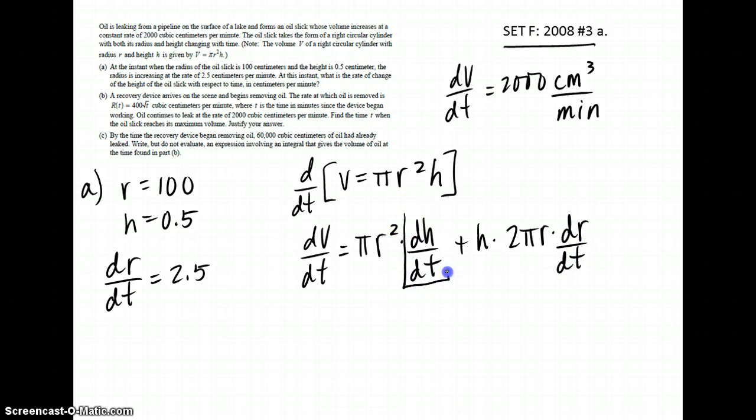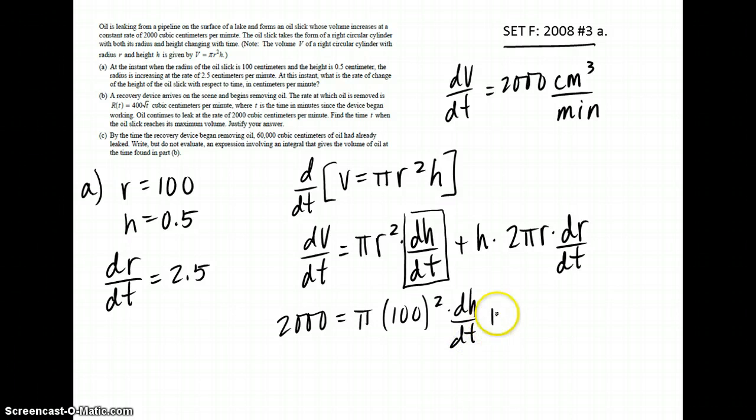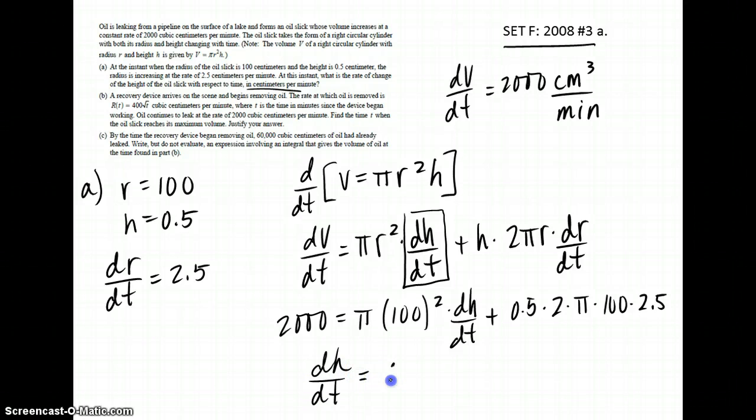We're solving for the rate of change of the height, so now we have all the information we need, and we're going to plug that in. 100 squared times our unknown. All of these problems are calculator problems, so please don't try to do any simplifying by hand. So in centimeters per minute, what would the rate of change of the height be? Verify that you can get that answer.